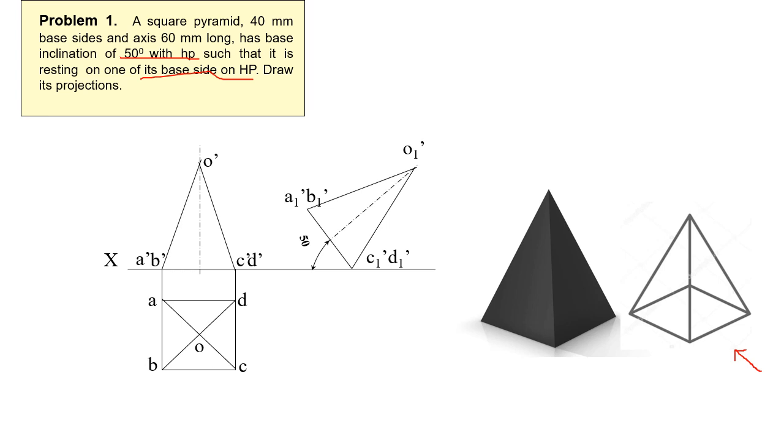So the base is inclined by 50 degree, and now it is resting on one of its sides. Now which side can we consider? On which side is it resting? Generally, we consider a side which is perpendicular to VP. Here AB as well as CD, both sides are perpendicular to the XY line, that is VP. Therefore, we can consider any side. So here we have considered the CD side. It is resting on CD, by giving the base inclination of 50 degree.